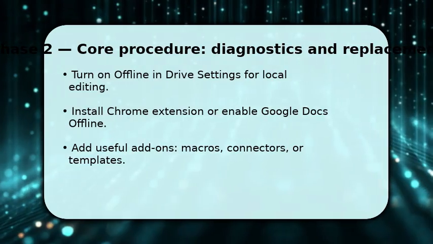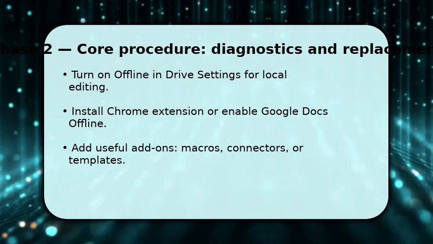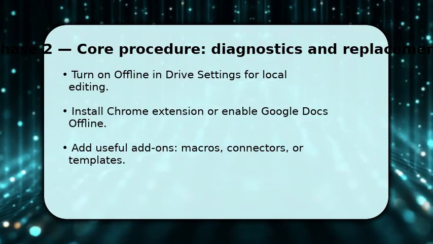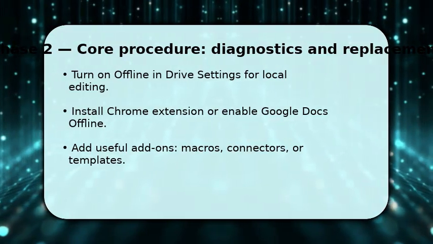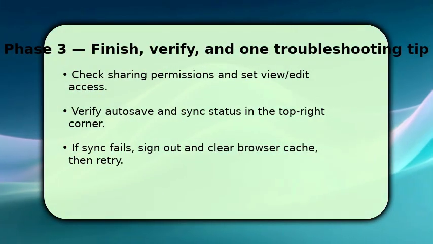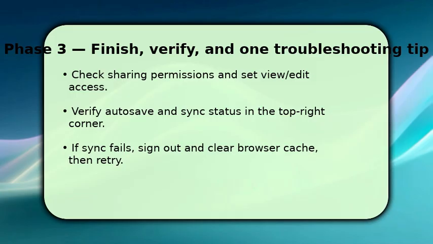Take a moment to organize files into folders. This ensures faster load times and predictable autosave behavior when you return to the spreadsheet. Finish by confirming sharing permissions and autosave. Make sure the file shows last edit saved to Drive at the top right.